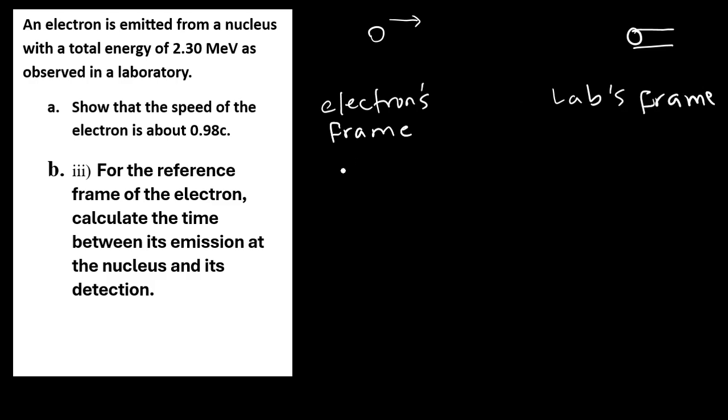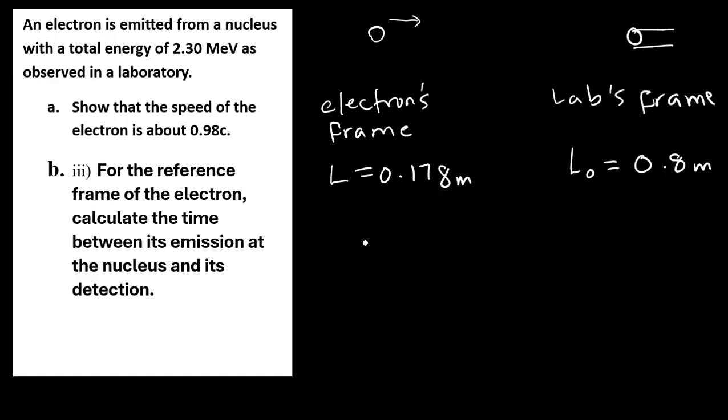So in the electron's frame of reference, we've also done a few calculations. We saw that the distance traveled by the electron was 0.178 meters. Now, from the laboratory's frame of reference, the distance traveled, which was a proper distance, was 0.8 meters. Now, that gave rise to length contraction as a result of the electron moving.